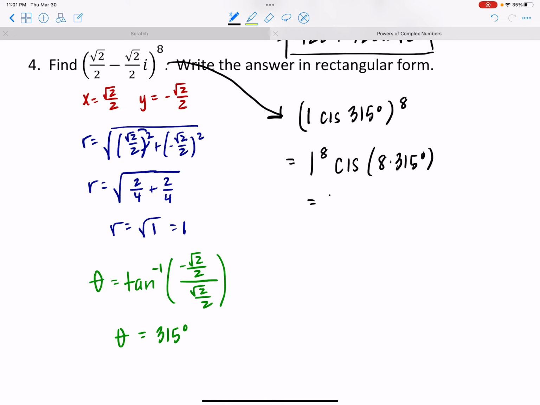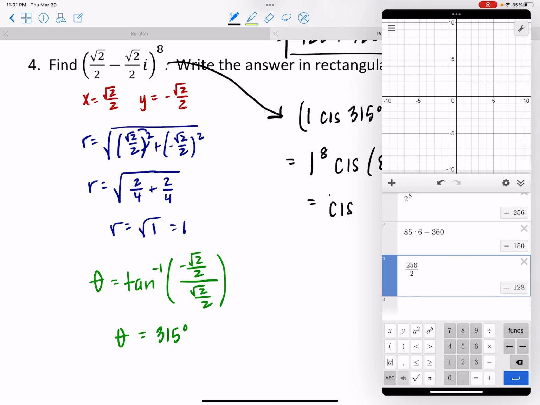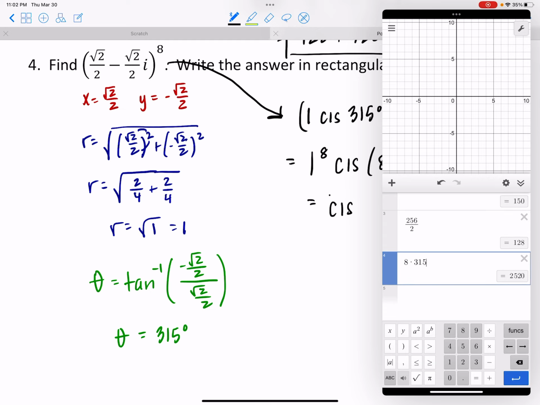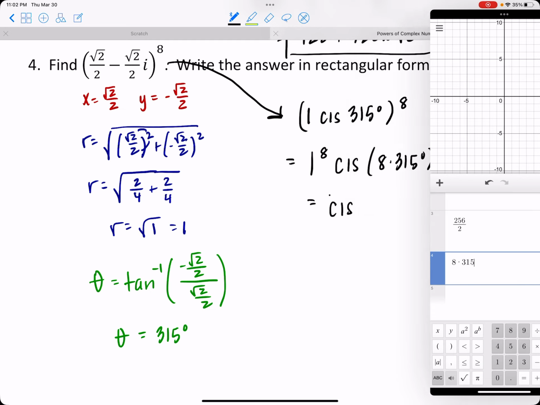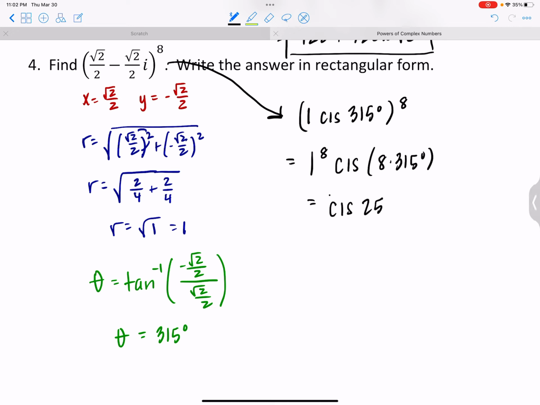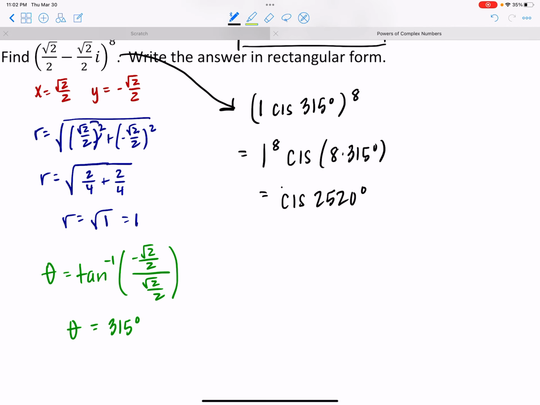So I don't really need the 1. I'm just going to focus on the cis. 8 times 315, which is 2,520 degrees. Now again, I want the rectangular form of this one, so I'm going to expand this out.